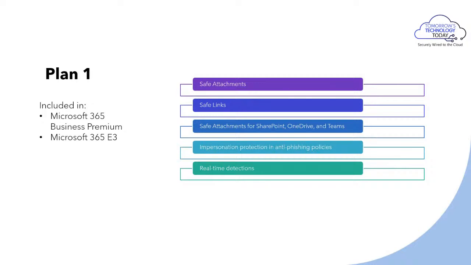Safe attachments for SharePoint, OneDrive, and Microsoft Teams. So this protection helps detect and block files that are identified as malicious in team sites and document libraries. So in addition, Safe Links protection is now available in Microsoft Teams, chats, and channels.